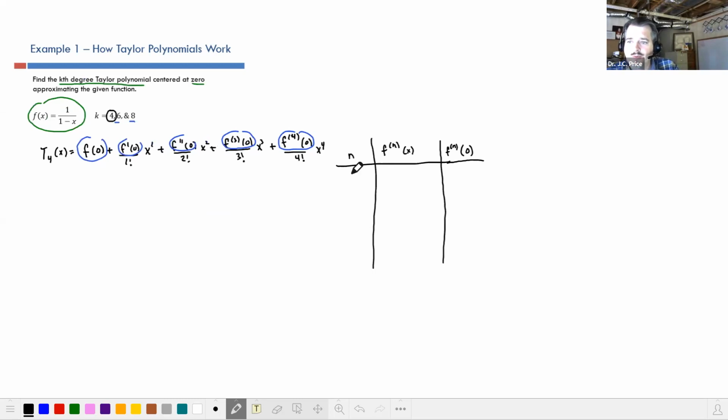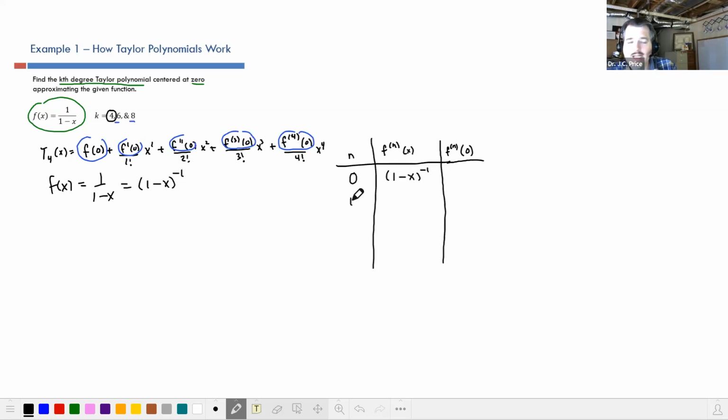Well, I'll do it first for n equal to 0. The 0th derivative is just the function. And for my function here, guys, f of x is equal to 1 over 1 minus x. Because I have to take a derivative, I'm going to use 1 minus x to the negative 1. So right here, this is just 1 minus x to the negative 1.